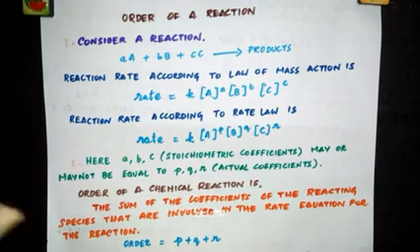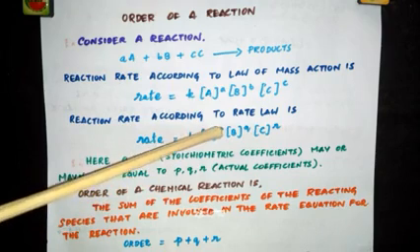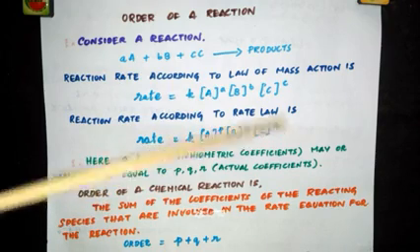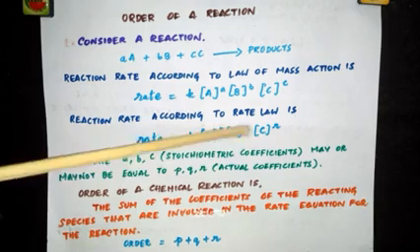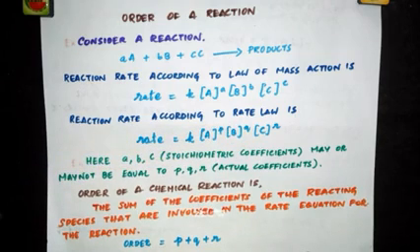So what is order? Order is equal to p + q + r. See, order is equal to p + q + r, which is nothing but the sum of the coefficients of the reacting species that are actually involved in the rate equation as per the rate law.